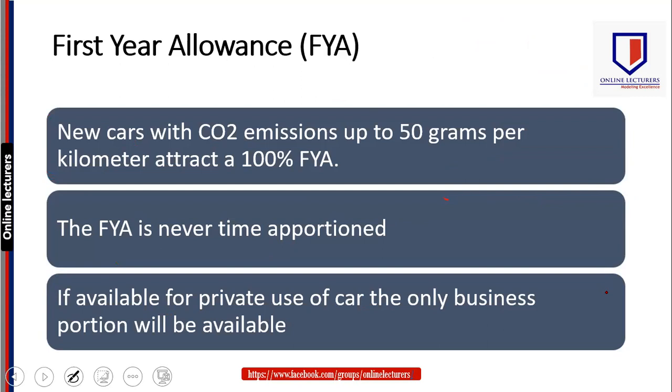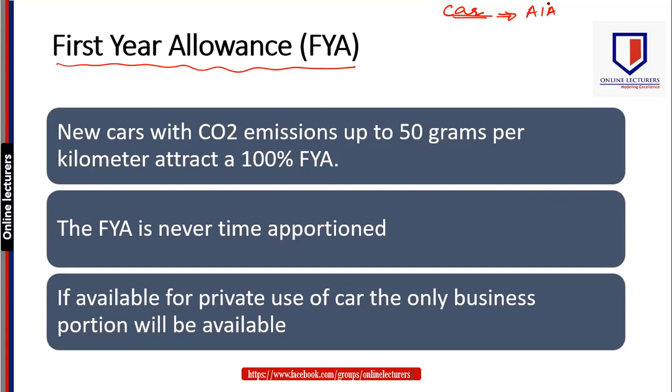Now, first year allowance, the third type of allowance. As we have already discussed, a car is not available for AIA. So whenever you purchase or use a car, you will get either WDA or first year allowance, no AIA. You can get the first year allowance if you have purchased a new car having carbon dioxide emission up to 50 gram per kilometer, that would attract 100% first year allowance immediately.